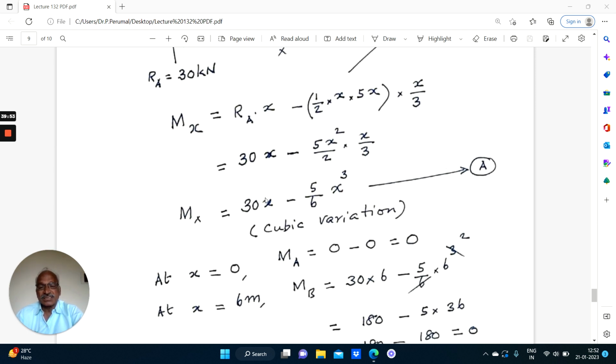Equation A is 30x minus 5 by 6 into x cube. So this indicates that the bending moment diagram will be having a cubic variation, third degree variation.